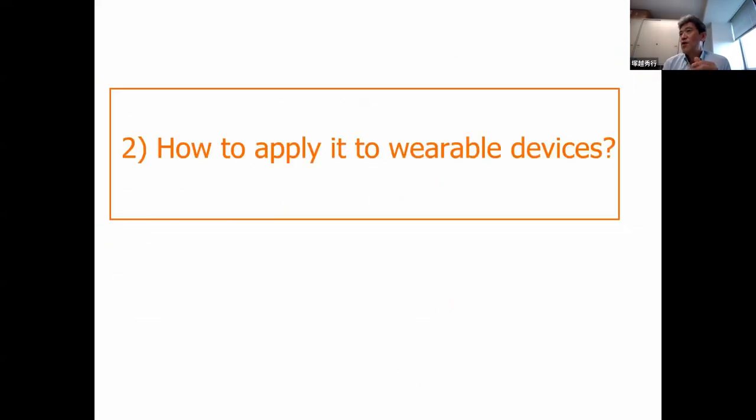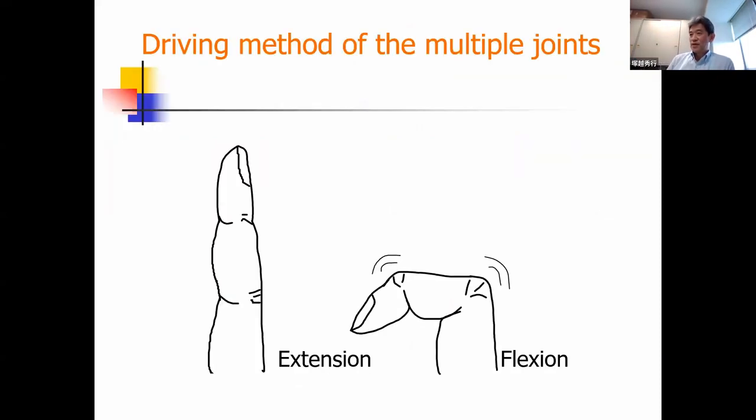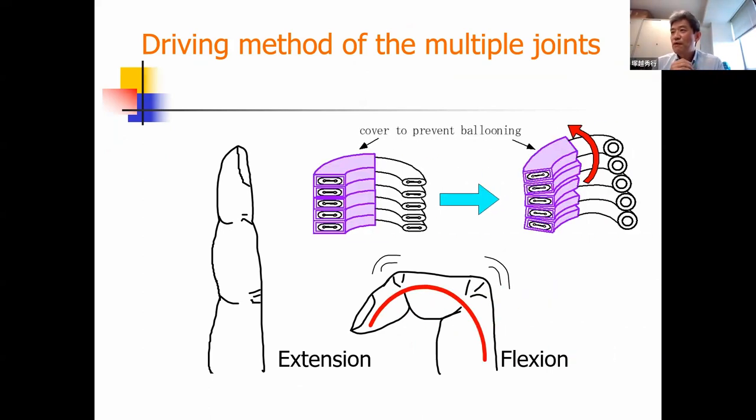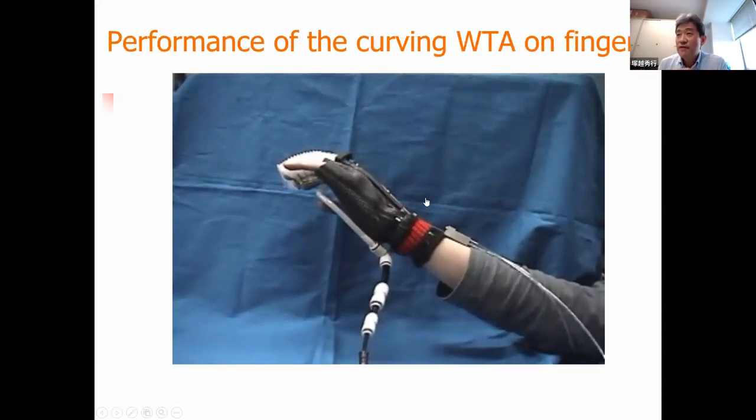And so how to apply it to devices? If you are trying to assist the human body for multiple joints, the curving actuator might be very suitable. For example, focusing on the finger joint, it consists of two or more than three joints. Then, if one part of the one tube actuator is restricted, it can generate the curving motion just like this.